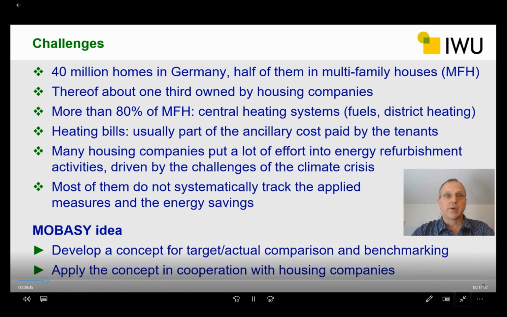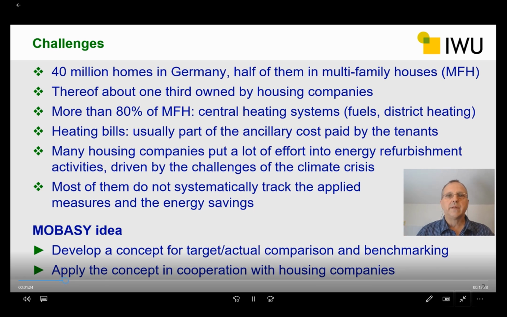So what are the challenges we are facing? Half of the 40 million homes in Germany are in multifamily houses. Thereof, about one third is owned by housing companies. And most of these multifamily houses are heated by central heating systems, which are operated by the housing companies. So when the housing companies get the energy bill, they just forward the bills to the tenants, who are of course supposed to pay them regardless of the energy standard of the building. So it's just a transit item for the housing companies.